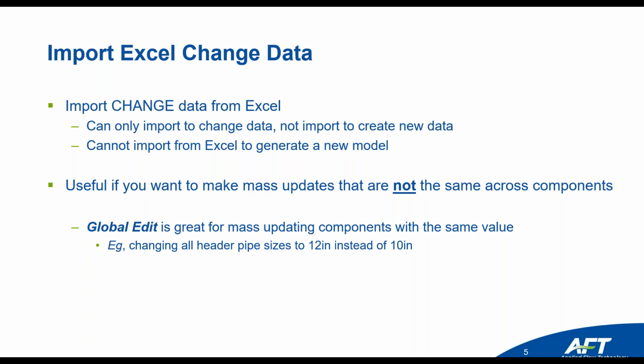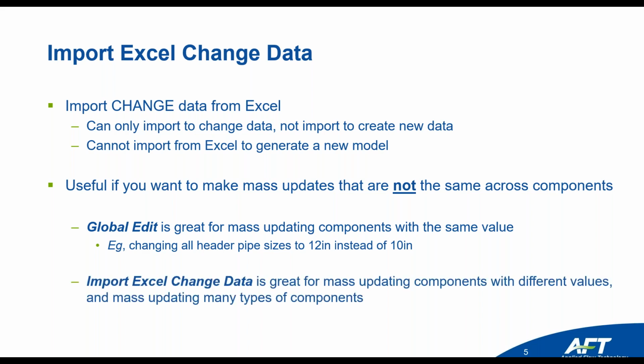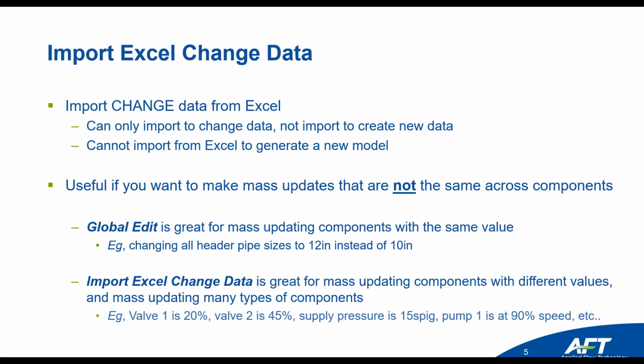But what if all of these pipes were not supposed to be 12 inches, they're all individual? Well, that's where importing Excel change data is useful. It's good for mass updating components of different values and mass updating many types of components. Global Edit is good for the same type of component for the same value. It's quick, it's easy, it's beautiful, I love it. But there are times where you need to do mass updating, but it's not all the same component and they don't all have the same value. That's what importing is for.